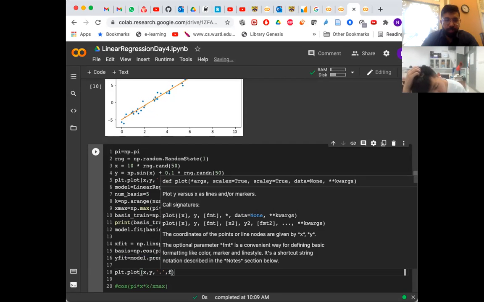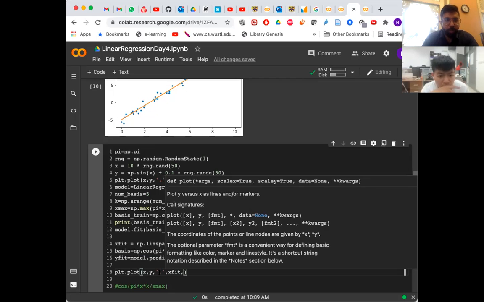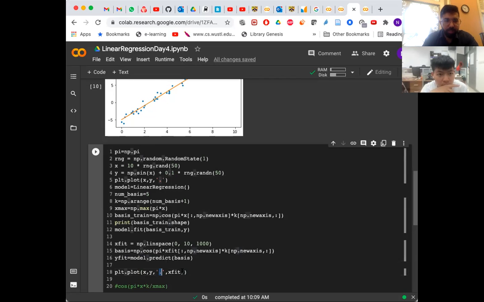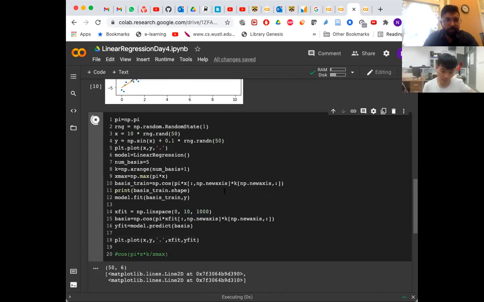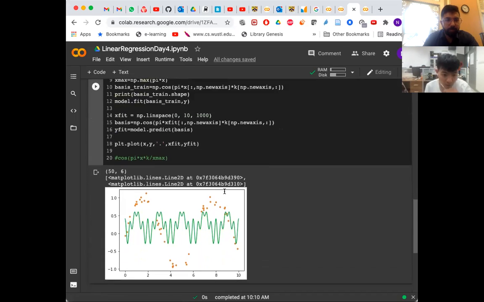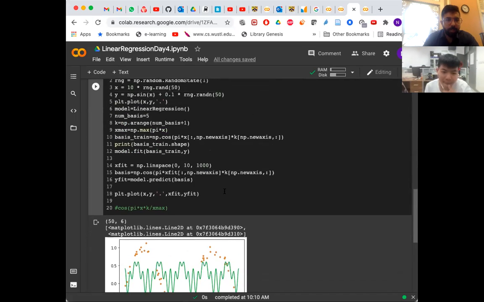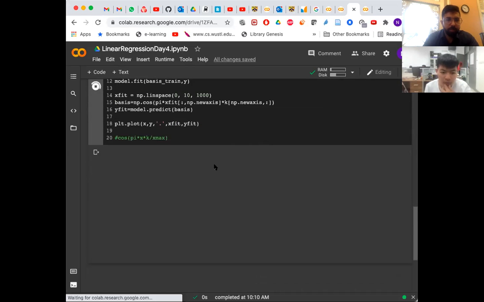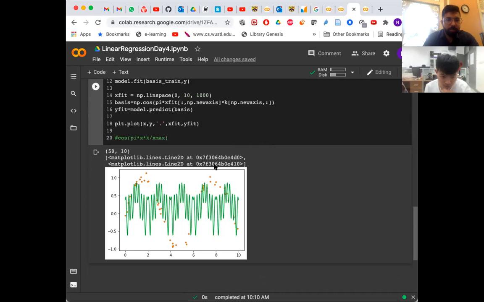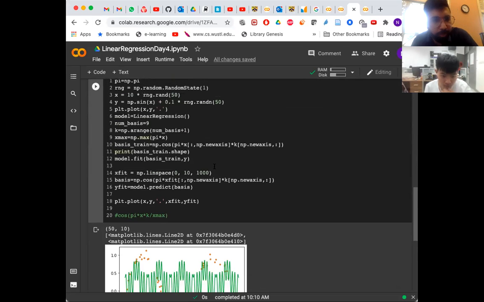A question for you guys. When I'm plotting x and y, I'm always giving it this dot parameter. Can somebody tell me why this is the case? Why don't I want to plot the line for x and y? Okay. So how many bases are there? 5, maybe 9. Okay, I think I might be making some mistake.